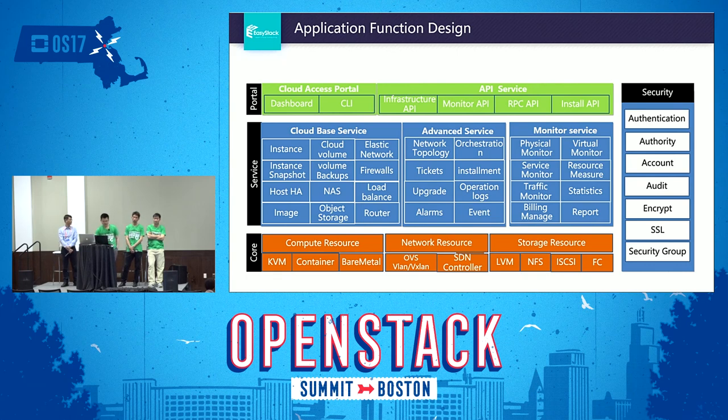In the monitor service part, we provide virtual and physical monitoring, including VMs, cloud volumes, subnets, and physical controller, compute, network, and storage nodes. Tenants can define monitor items and triggers. You can also analyze logs for troubleshooting. The portal layer mainly provides access to CIB FinTech Cloud, including the dashboard UI, command line interface, and APIs. These APIs include infrastructure, monitor, RPC, and install. The security part on the right runs through the whole CIB FinTech Cloud.